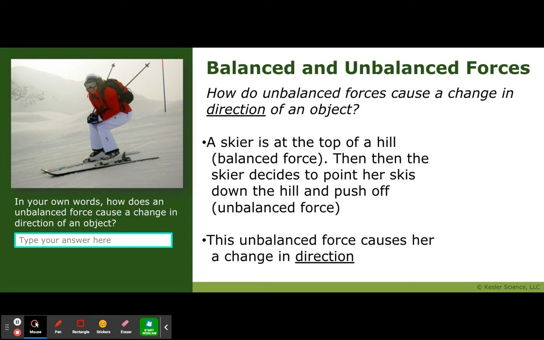How do unbalanced forces cause a change in direction of an object? A skier is at the top of the hill, which is a balanced force. Then the skier decides to point her skis down the hill and push off, which now is an unbalanced force. This unbalanced force causes her to change direction. In your own words, how does an unbalanced force cause a change in direction of an object? So, if she's at the top of the hill and she pushes off and it becomes an unbalanced force, what direction would she be heading and why?